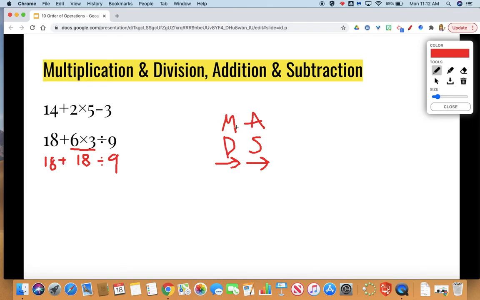Which one comes first? Well, multiplication and division come before addition and subtraction. So I need to take care of that division before I go back to add. 18 divided by 9 is that step. That is 2. So I'm going to underline, put the answer below. Now I'm going to bring down the last step of my problem, which is 18 plus my answer, which was 2. I have nothing left to do except for that addition. 18 plus 2 is 20. That is my evaluated answer for this problem.